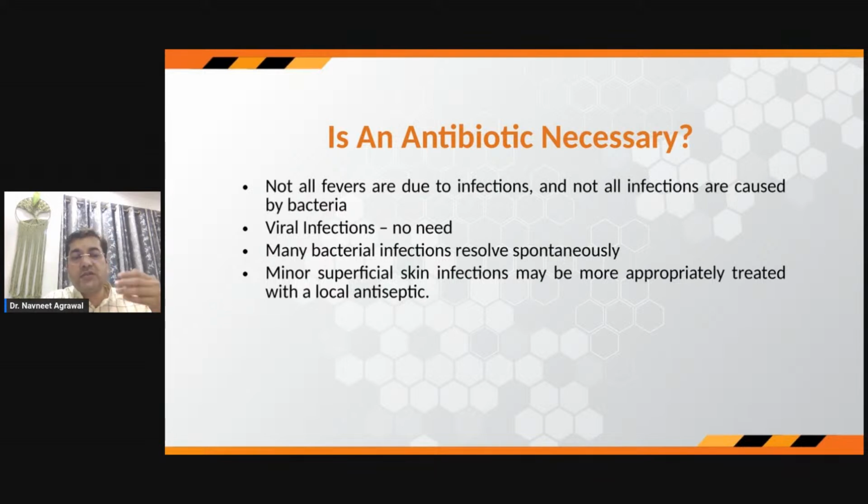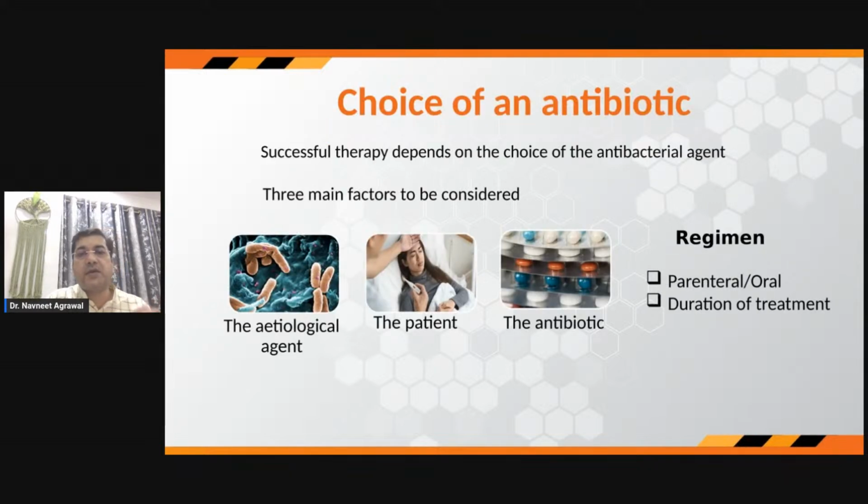And we should see where the infection is, because a just superficial infection may be corrected by a local antiseptic or local antibiotic application and doesn't need a systemic antibiotic. So we should be thinking about whether prescribing an antibiotic is necessary in this particular patient or in this situation. Then second is the choice of an antibiotic.